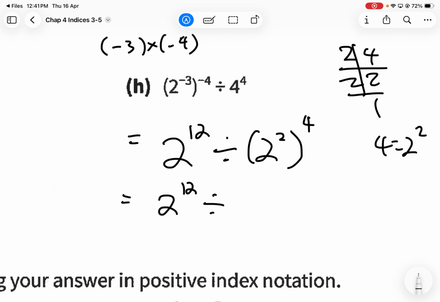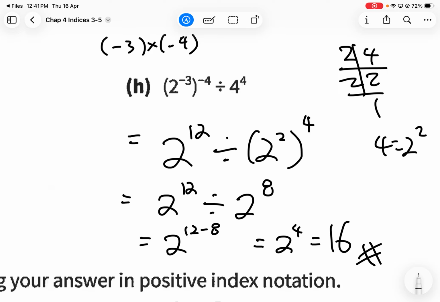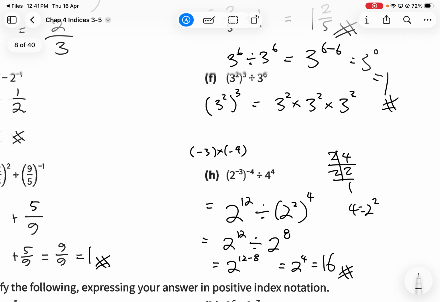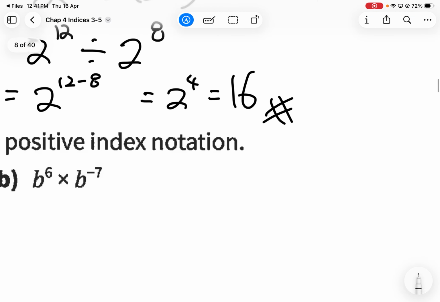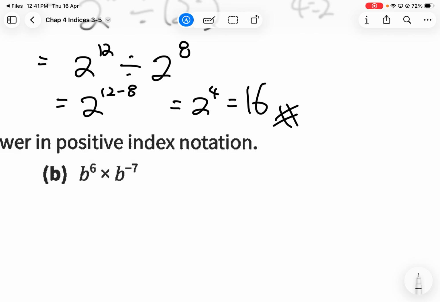So 2 to the power of 2, whole thing to the power of 4. I just need to multiply 2 and 4 together. I will have 2 to the power of 8. Then for division of the same base, it is simply the same base, with the power minus the power. So 2 to the power of 4 equals 16. They never ask you to leave the answer in index. They say evaluate, so they want the full number. They don't want you to leave it as 2 to the power of 4. They want you to write down the number, which is 16. Okay?